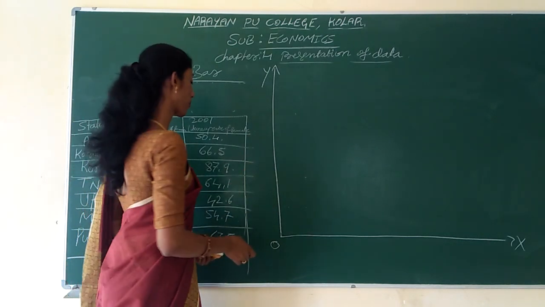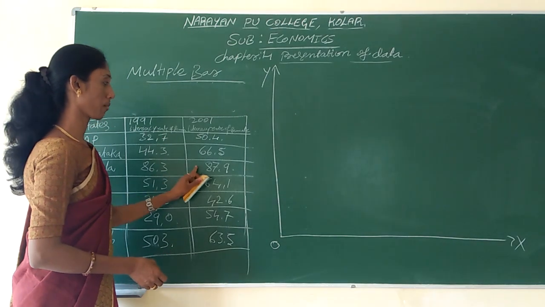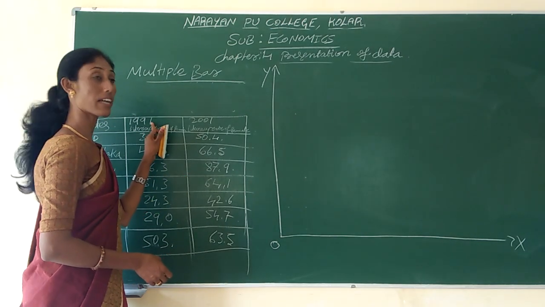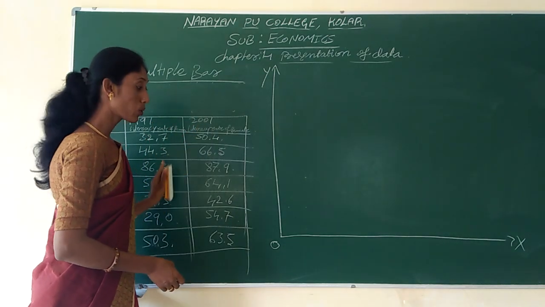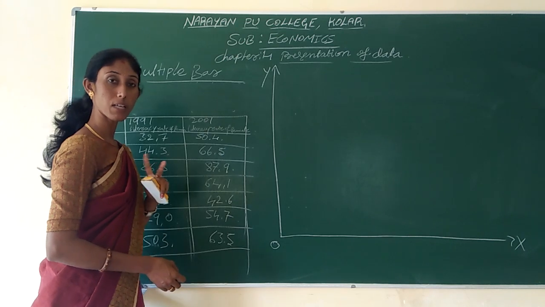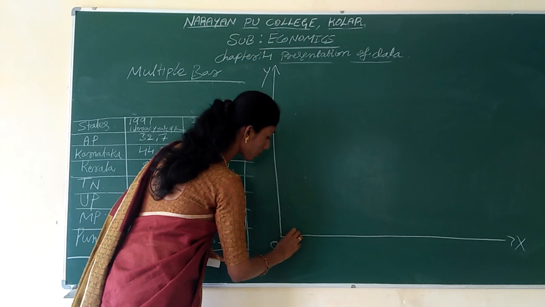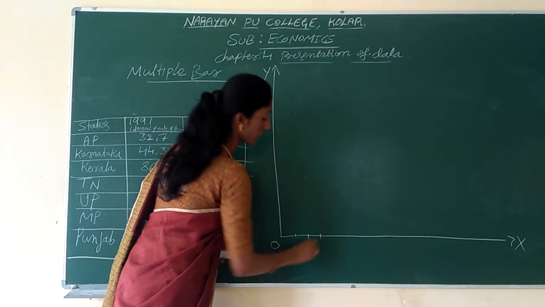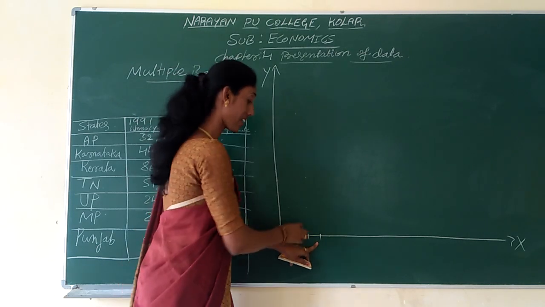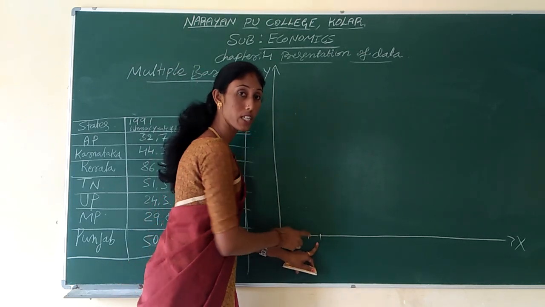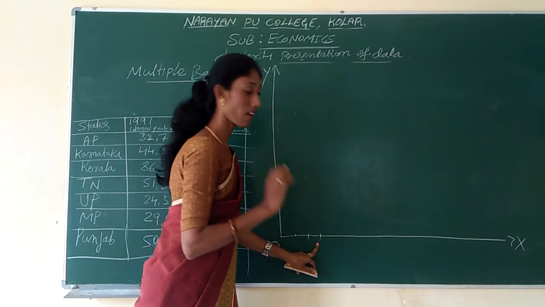Got it? Here we know that there are two variables: the 1991 literacy rate and the 2001 literacy rate. Two variables means we are going to get multiple bars, two bars for each state. For each state, you need to take the bars, and the distance between each bar should be equal.